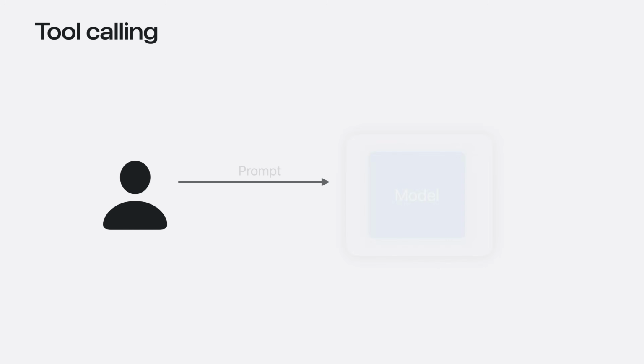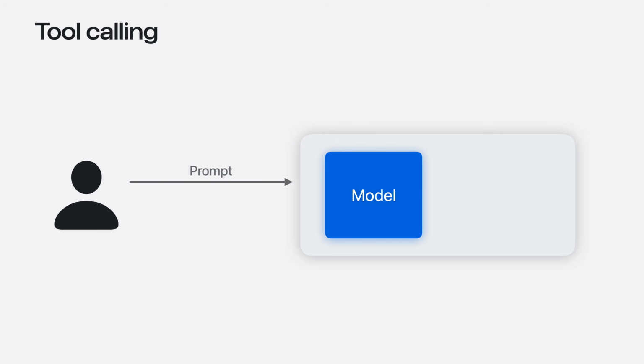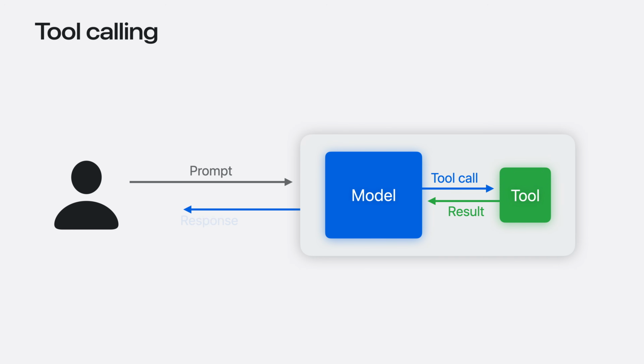Earlier, I showed how you can give a prompt to a model and have it generate a response. With tool calling, your model can now invoke a tool to run external code and get back a result. The model can use this result in its response.